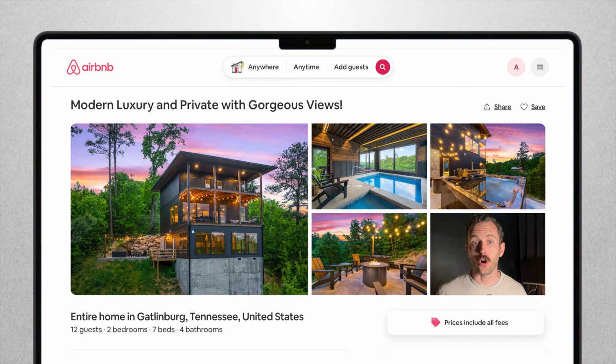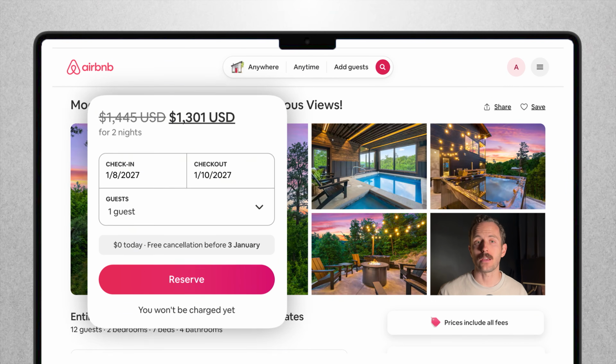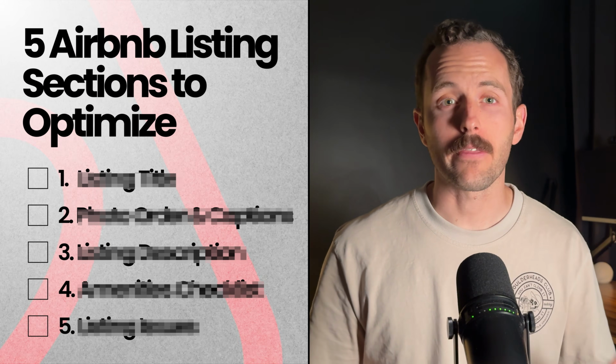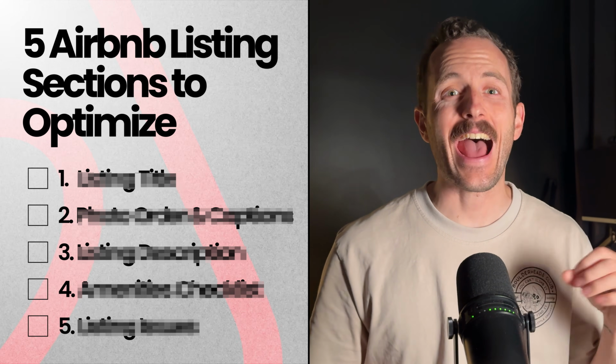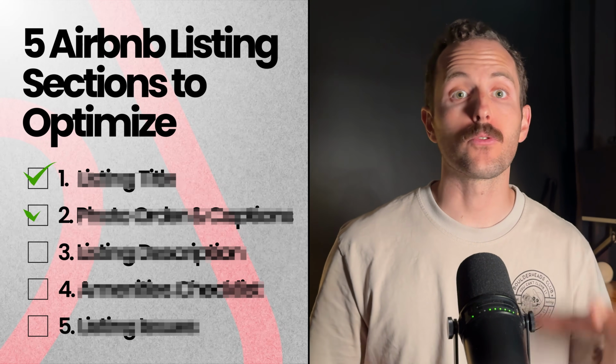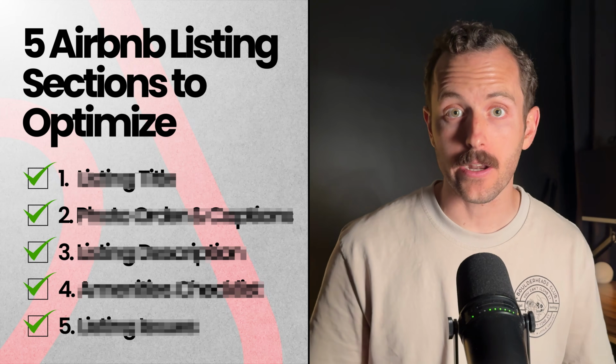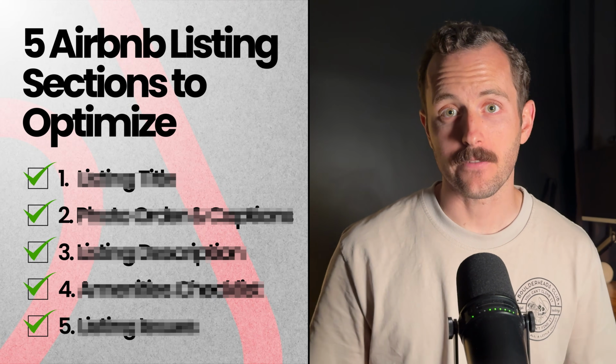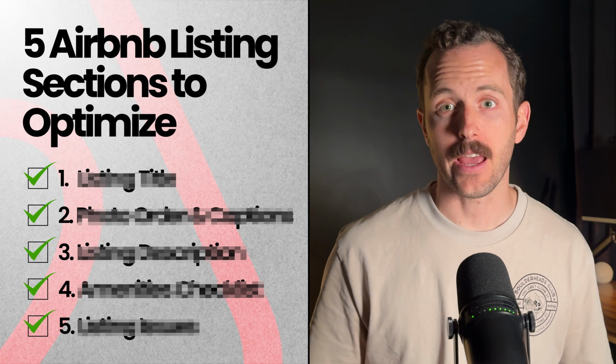Most hosts spend all their time obsessing over photos and pricing, but they completely ignore the 5 listing sections that actually matter most. I'm going to walk you through each of these 5 sections in priority order, show you exactly what to fix, and everything I'm covering today is stuff you can implement immediately. Stick around till the end because the last section I'm going to show you is one that most hosts have literally never even opened, and ignoring it could get your entire listing suspended.